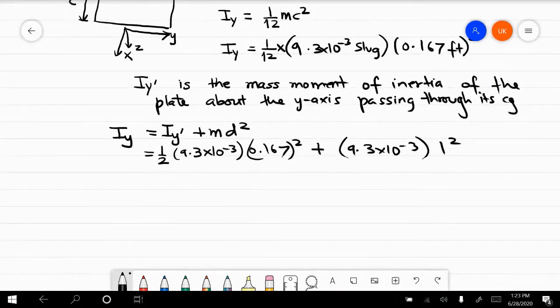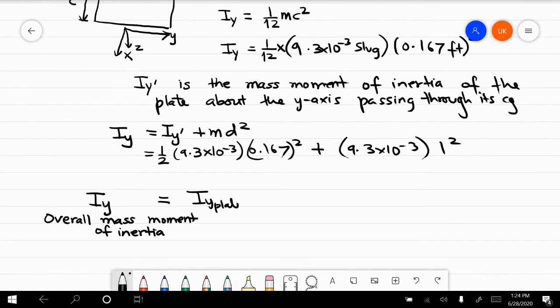But this system not only has the plate, it also has the ballast. So you need to update the value of this total mass moment of inertia. This will give us the final value of Iy that we need to use for the solution of M alpha and Mq. So this Iy is the overall mass moment of inertia, and it will contain the contributions from both the plate as well as the ballast.